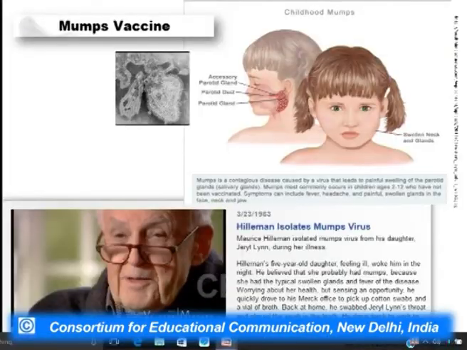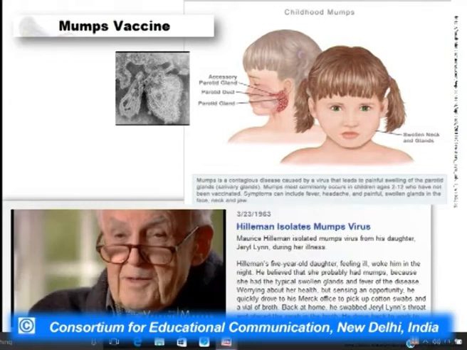Now, Hilleman is also responsible for creating the vaccine against mumps. It was known that his daughter Jeryl Lynn developed mumps, she was afflicted with the disease. Mumps is again a viral disease, but a very contagious one. So, when his daughter got mumps, he took swabs from the mouth of his daughter, cultured it, and later used it to vaccinate his younger daughter also.